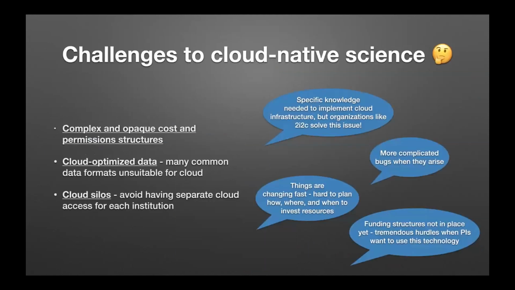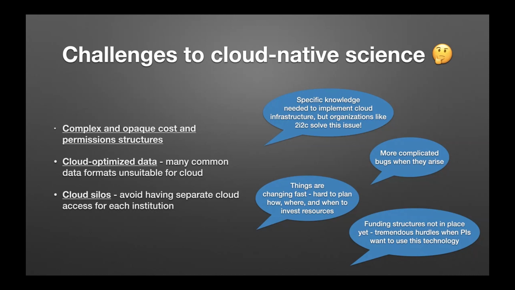Of course, there are many challenges that I think we're also probably well aware of for cloud native science. Again, I list a few here. So I think one of the big ones is the complex and opaque cost and permission structures. So I admit I don't understand a lot of how these work. I think we do have organizations like 2I2C that provide cloud hosted Jupyter hubs, for instance, that are helping with this kind of abstraction layer so that individual scientists don't have to deal with these complexities. But I think we can still move a bit more to break these down.